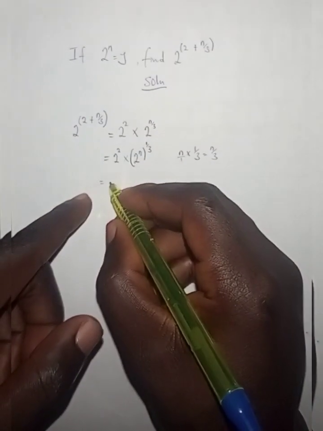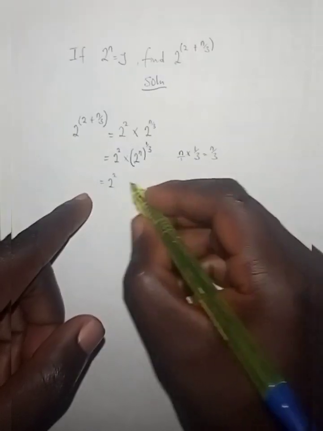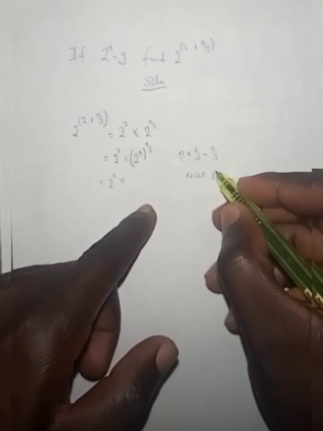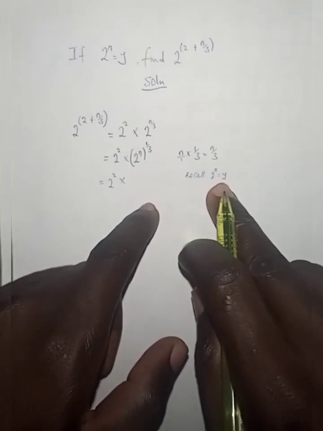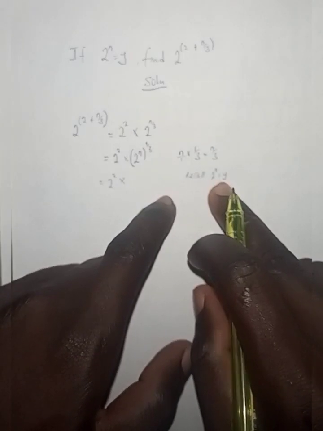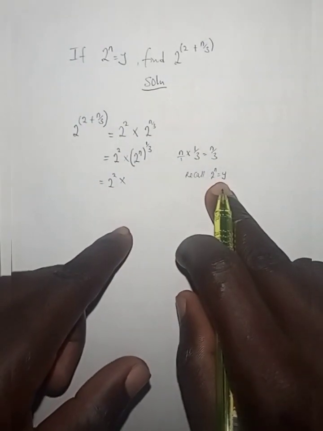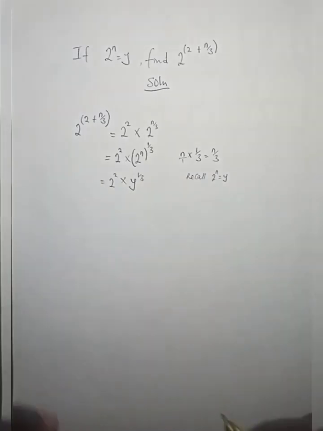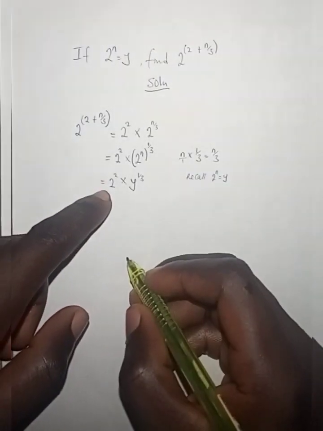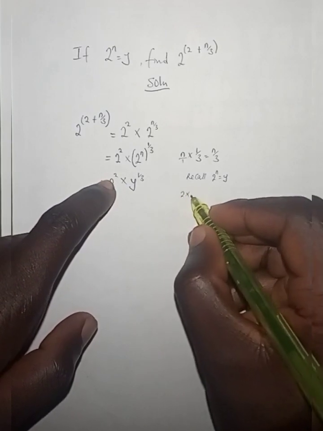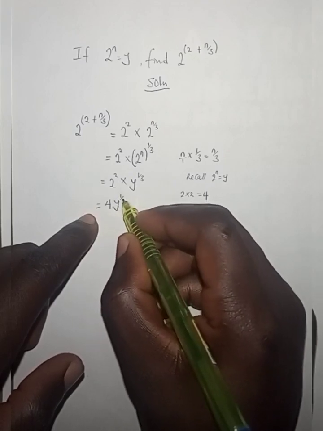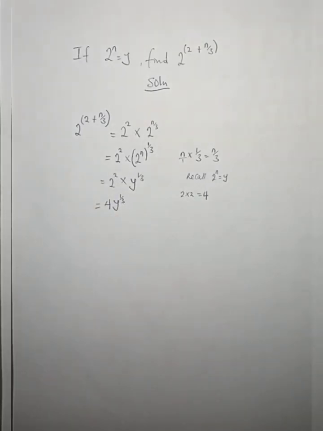From here we'll have 2 to the power of 2 times, recall that 2 to the power of n is equal to y, so we are putting y equal to 2 to the power of n. So this will now be what? y to the power of 1 over 3, where 2 to the power of 2 is 2 times 2, which is 4. So we'll have this as 4y to the power of 1 over 3. This is our final answer.